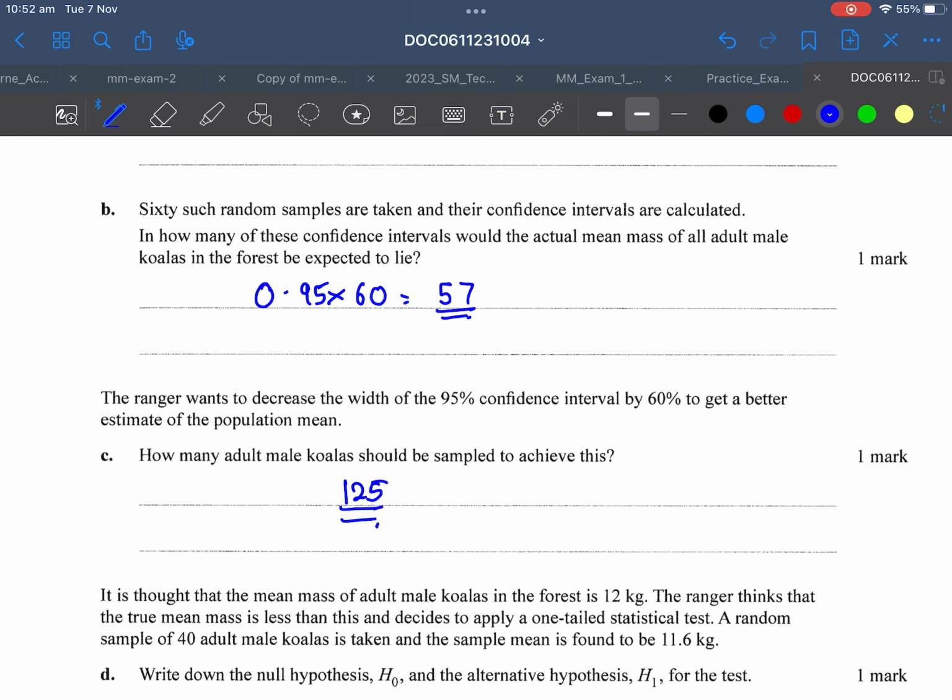Okay, moving on. It is thought that the mean mass of adult male koalas is 12 kilograms. The ranger thinks that the true mean mass is less than this and decides to apply a one-tailed statistical test. A random sample of 40 adult male koalas is taken and the sample mean is found to be 11.6. Write down the null hypothesis H0. Okay, so H0 is going to be mu equals 12 kilograms.